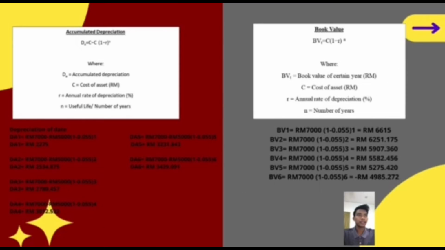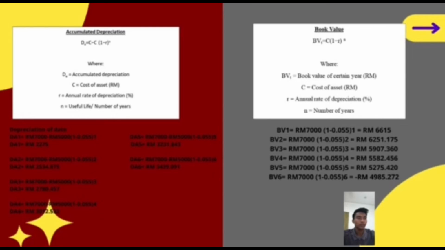Next, accumulated depreciation. This is the formula for accumulated depreciation, and the answer for depreciation to date, DA1, equals 7,000 ringgit minus 5,000 ringgit in bracket 1 minus 0.055 and 1, and the answer for this DA1 is 2,275 ringgit. And for DA2, DA3, DA4 and DA5, we use the same formula.